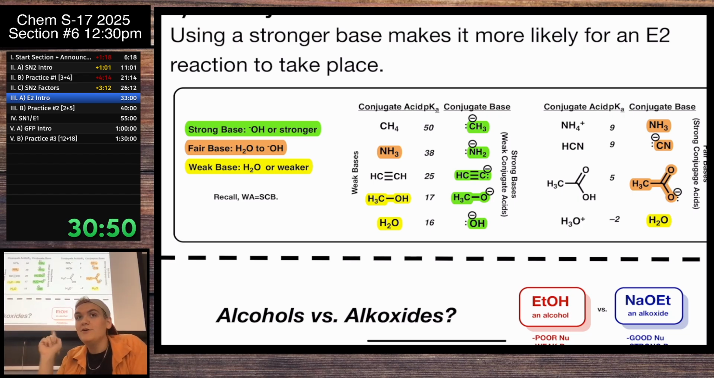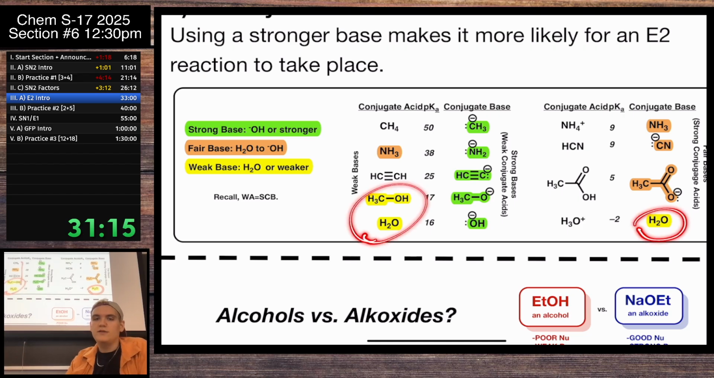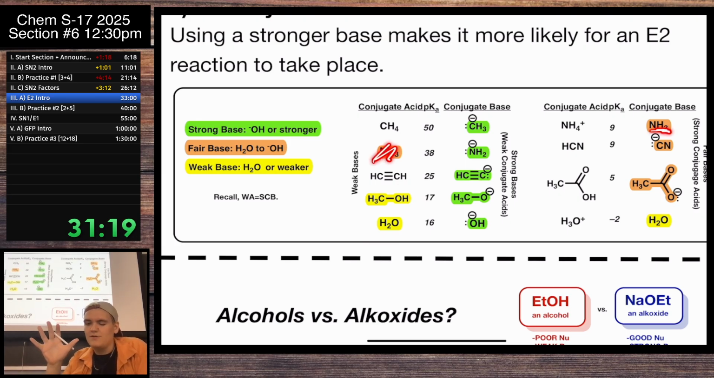So we say good bases are OH minus or stronger. So typically negative charges on oxygens, on carbons, or nitrogens. And then we say fair bases are between OH minus and H2O in base strength. So they're somewhere in the middle. That would be our NH3 or CN minus or a carboxylate. Our weak bases are water or weaker. So H2O, alcohol, all these neutral things, except for this one because this one is also here. It gets a little complicated.